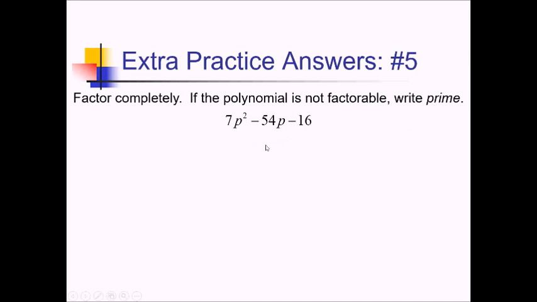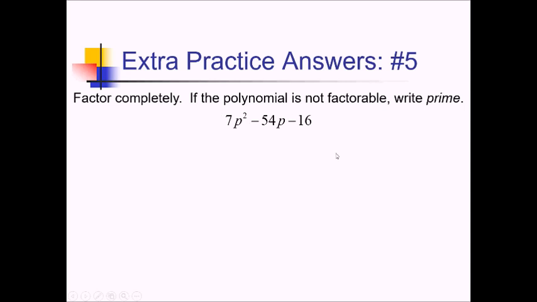For this one, we have an a value that's not 1, and factoring out a 7 is not going to work because 7 doesn't go into, well, really 54 or 16. So it's AC method or guess and check. And as always, I'm going to use AC method because there isn't a whole lot to show with guess and check. So we've got 7 times negative 16 for AC.